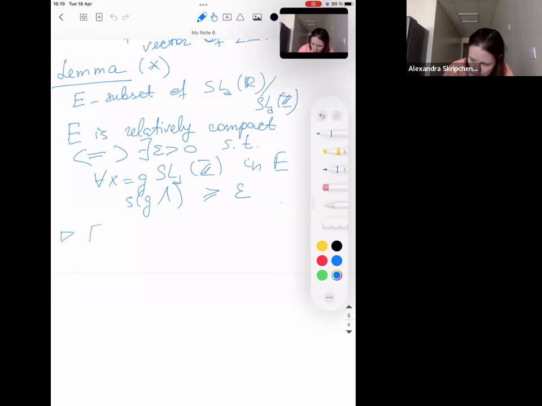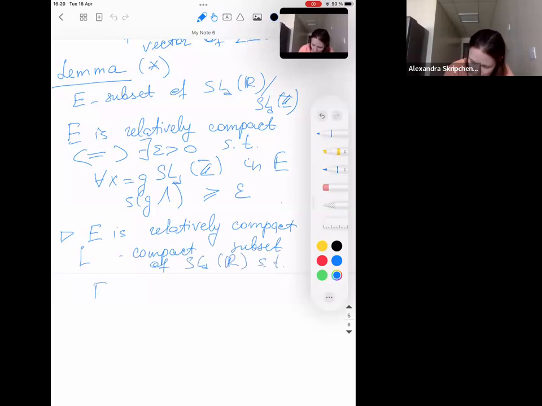First, we assume that E is a relatively compact set. So it will be that direction, to the right. Let L be a compact subset of SLDR such that E lives inside of L SLDZ. It exists because E is relatively compact and because E is a subset of these factors, so we can multiply by elements of E and get elements of SLDR.